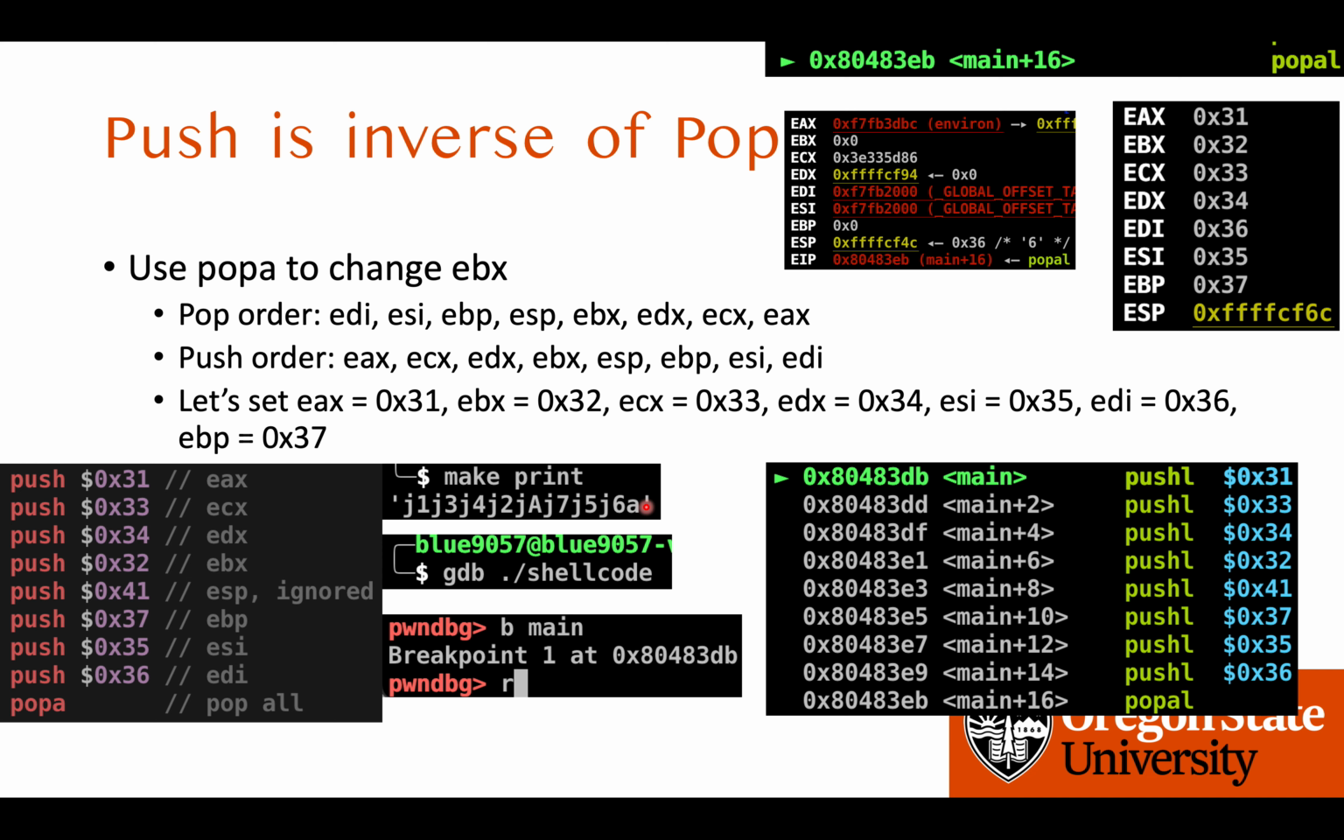And let's check if that changes the value of the registers correctly. To do that, you can attach GDB to /shellcode, break at main, and run it. Then it will push all the values. And when you reach the execution to the POPA, this is the register status before running this POPA instruction. And after running that, it will pop all the register values except for ESP and set the values accordingly. You can check all these values are set as how we pushed the values in the stack.